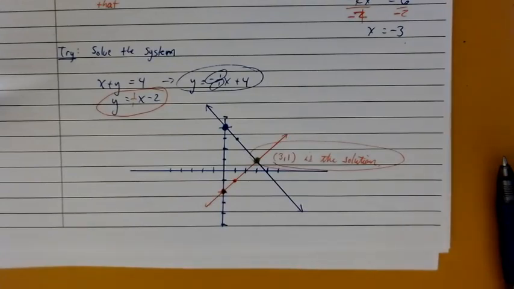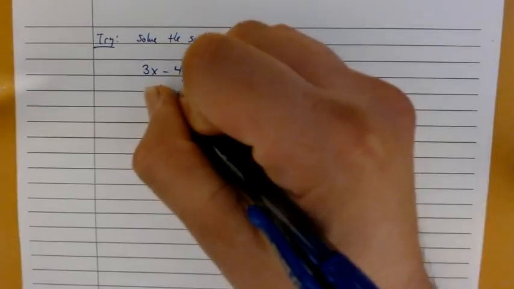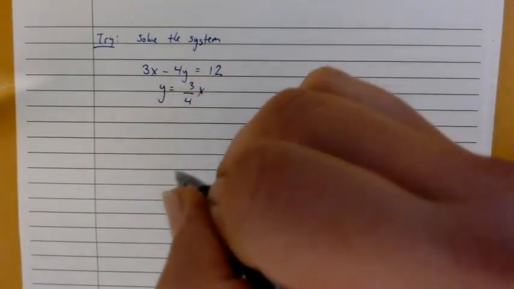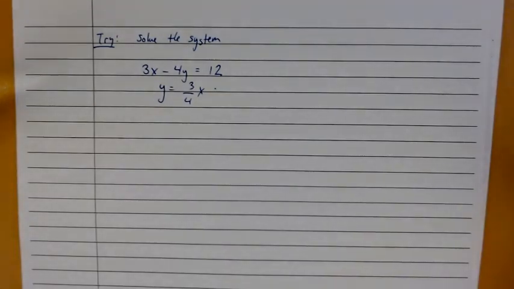Okay, we're going to go ahead and try one more. Go ahead and give this a try. Solve the system. 3x minus 4y equals 12, like that. And just to make it look like the other one, y equals 3/4 x, let's see here, minus 3.